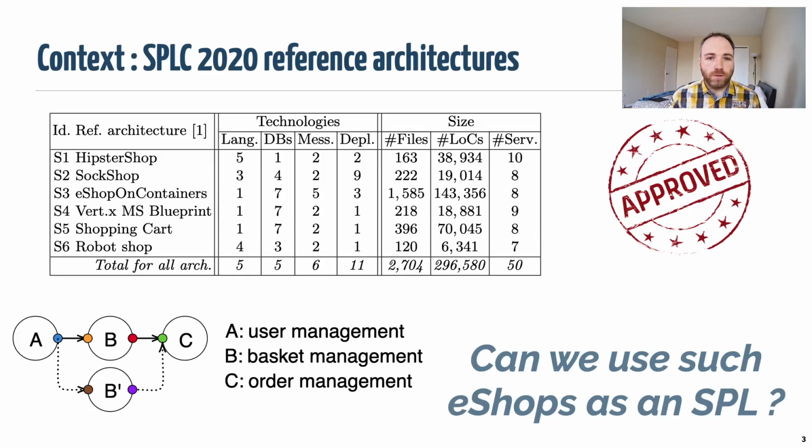So the main context of the work is the SPLC 2020 challenge that was available this year. The SPLC is the Software Product Line Conference. And this challenge was about how one can use or reuse microservices architecture in the context of deployment and reassembling of services. So considering six reference architectures that were curated by the author of the challenge, how can we explore and analyze the variability of such systems, and how one can assemble a new eShop, because all those systems were eShops, to build a new one, for example.